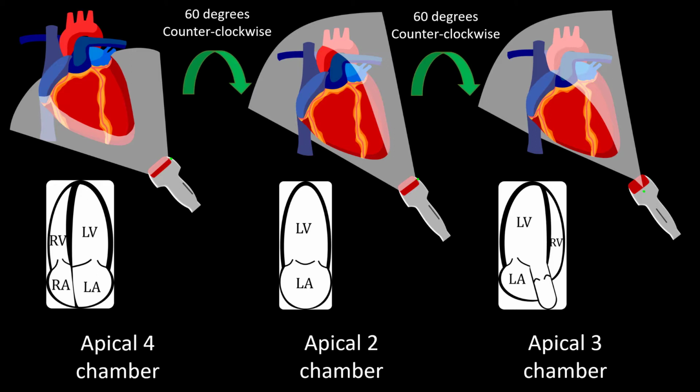From there, a 60-degree counterclockwise rotation to have the marker facing the left shoulder will give you the apical 2-chamber view. This usually requires some degree of slide translation and fanning to realign after the rotation. Finally, another 60 degrees rotation counterclockwise to have the marker facing the right shoulder will give you the apical 3-chamber view. These are named based on how many of each cardiac chambers are seen on the screen.